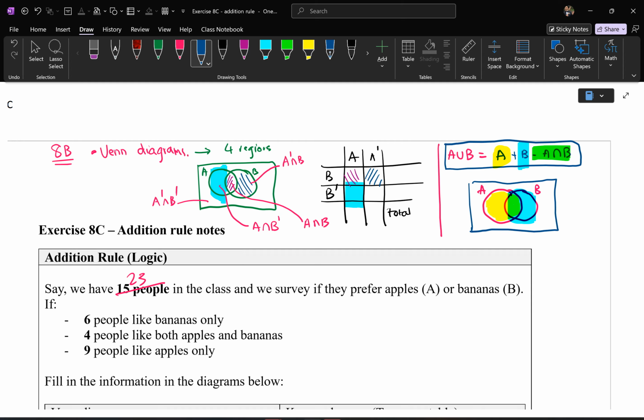And then you're just delving into the idea of problems that involve addition rules specifically. Okay, so 8C and 8B are very tightly tied together. The only difference between the two is one's focusing more on A union B. The other one's just playing around with either of these tools.